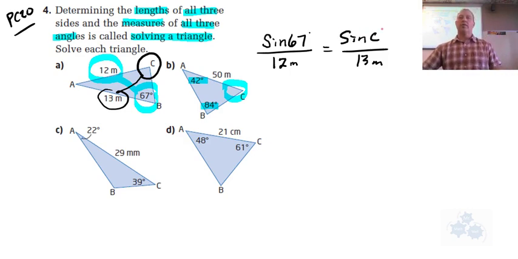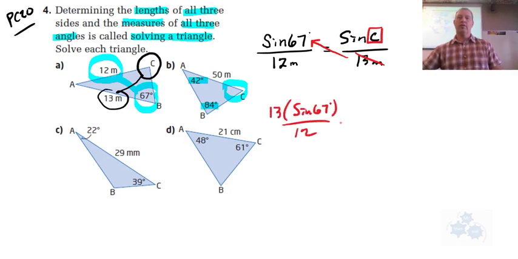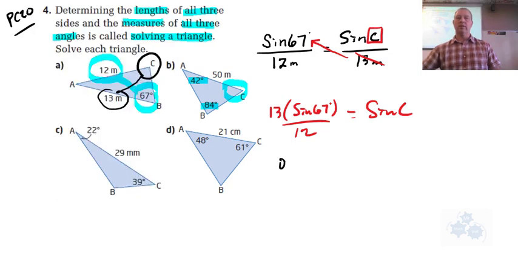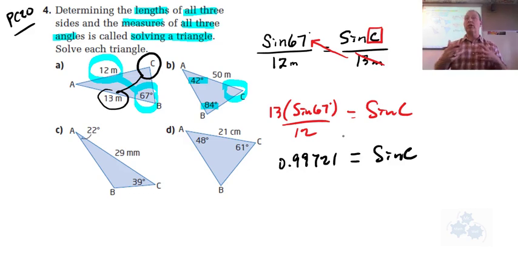Now, in order to solve for C, I need to get rid of the 13, so I'm going to send that up here. Cross multiply. So this is going to be 13 times sine of 67 all over 12 equals sine of C. Let's figure out what this is. I'm going to get my calculator out. Sine of 67 times 13 divided by 12. 0.99721. That equals sine of C. Am I done? No, this isn't the angle of C. This is the sine ratio of the angle of C.